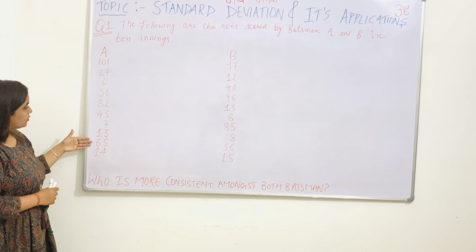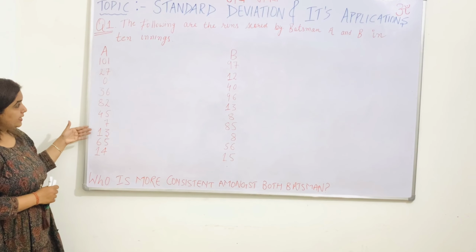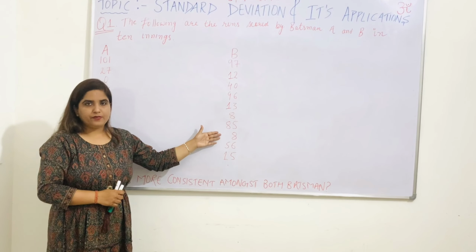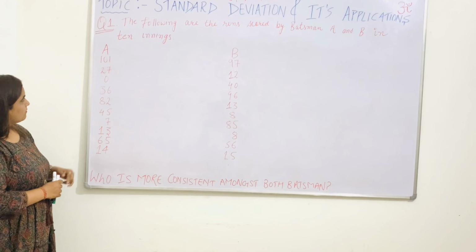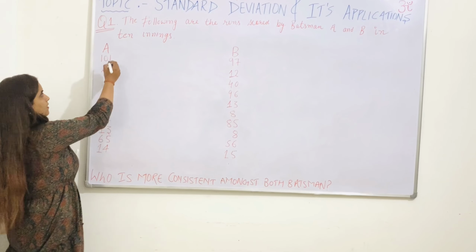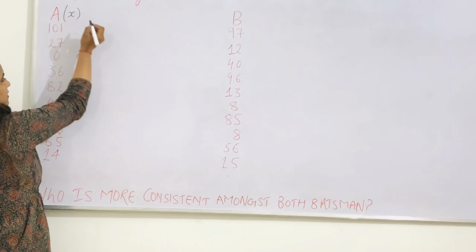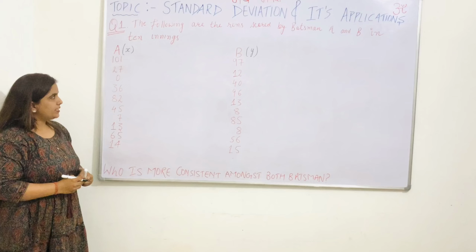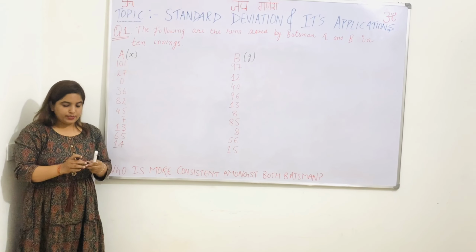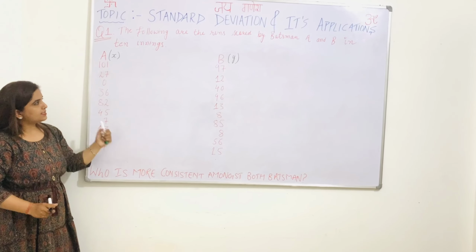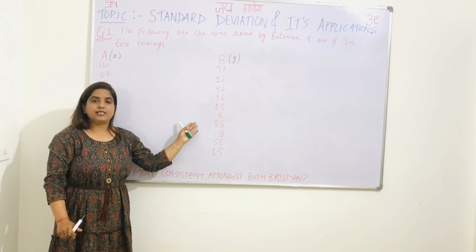So here are the values of the first batsman in 10 innings and here are the values of the second batsman in 10 consecutive innings. So A and B will be denoted with x and y. Obviously I am using these values as they are. So in the solution we will rewrite the values of capital A as x and the values of capital B as y.